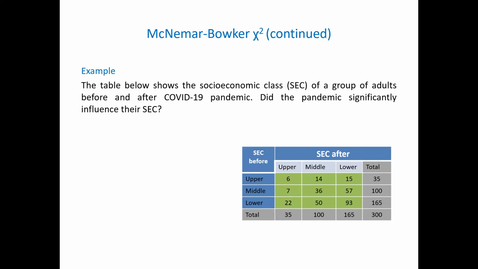After the pandemic, they did it again. The before is along the row, the after is along the column, as usual. Upper, middle, lower: before, the upper is 35, middle 100, lower 165. After, the upper is 35, middle 100, lower 165, and the total did not change. But there are some changes. It's possible some people have changed, in the 9 cells, the 3 by 3 table.